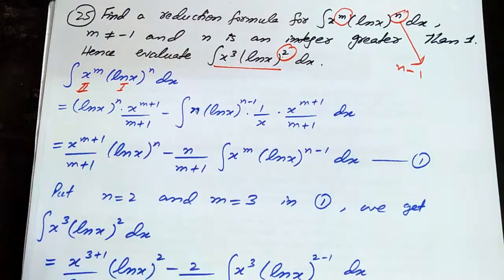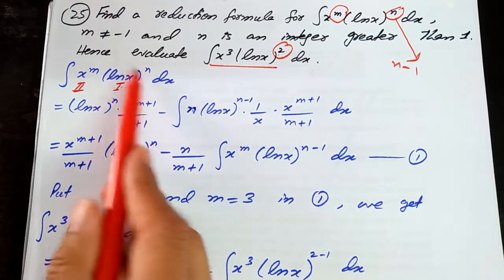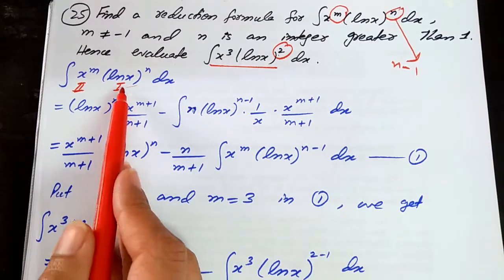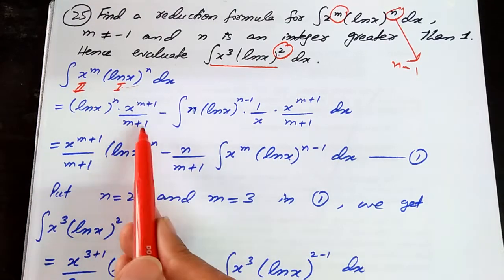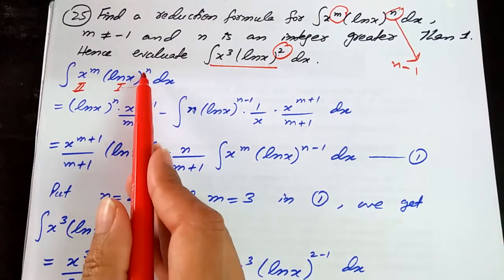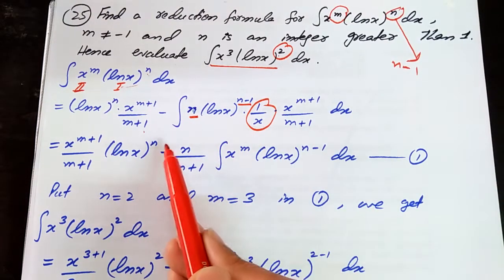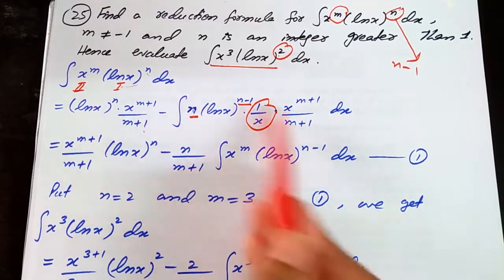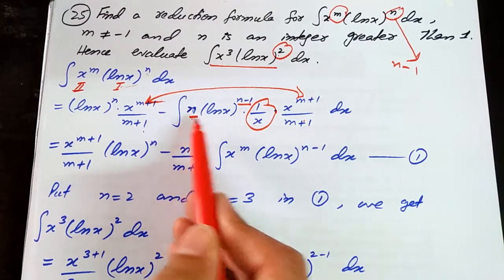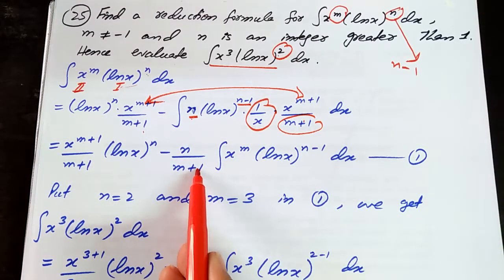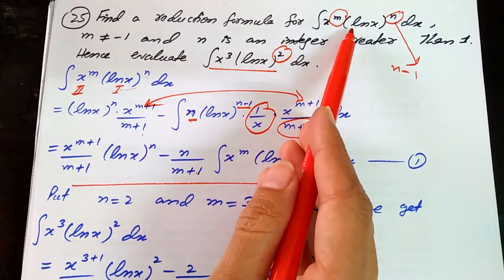Just 1 unit back. X raised to power m and ln x raised to power n. You know that ln x has no integration, so consider it as first and this one as second function. First function will come as it is into integration of second, minus integral of derivative of first, power down power minus 1 and without power derivative, into integration of second function. This is the same thing. Now this n over m plus 1 is constant, take it outside, we'll get this reduction formula for this integral.